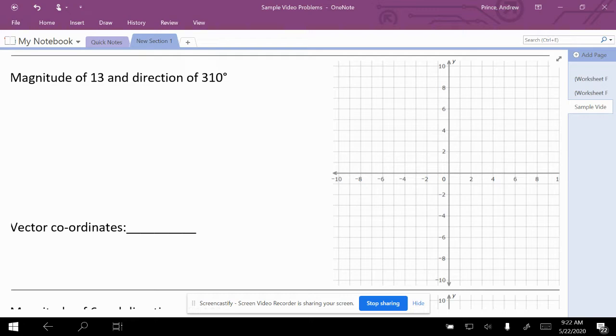So this is real similar to one of the ones you got in your homework. We have a magnitude of 13 here and a direction of 310, and what we're trying to find is the coordinates. So let's look at what kind of math is going to be involved to get that.